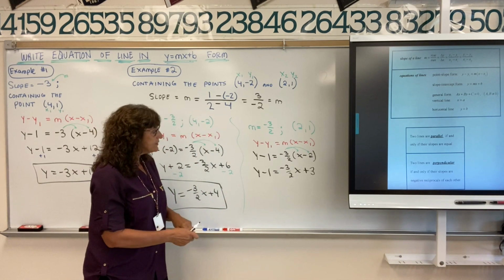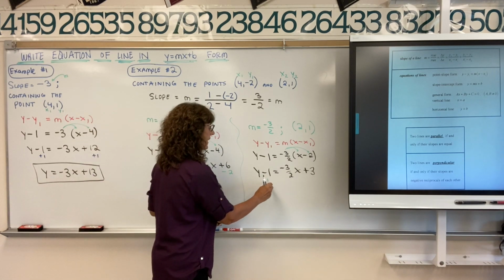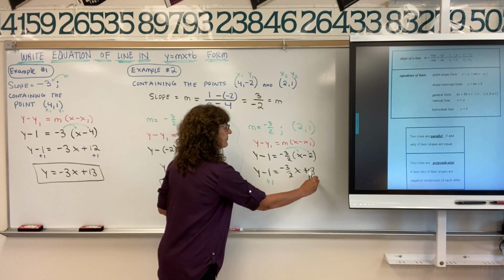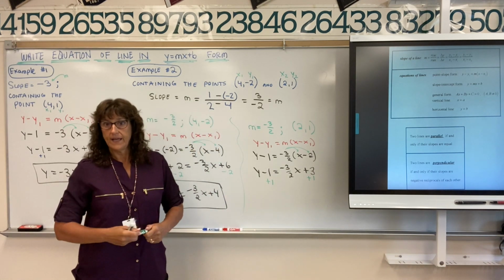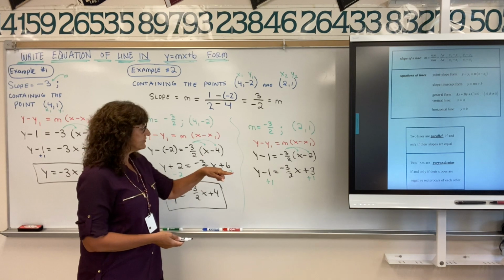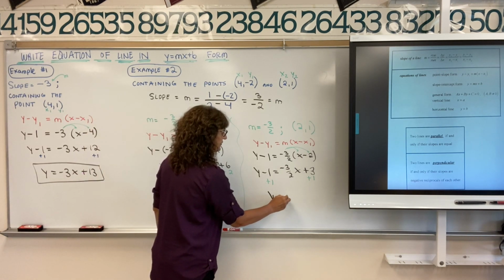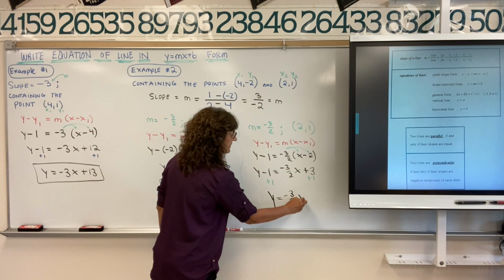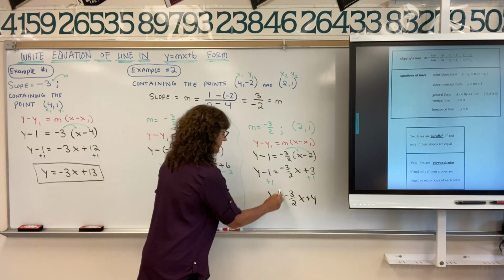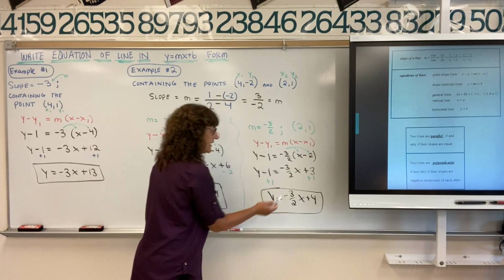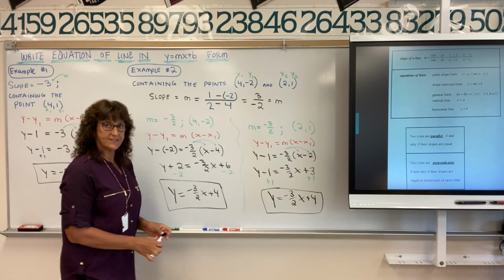And then finally, isolate y. We don't want y minus 1, we just want y. So move that y coordinate to the other side. The ones cancel, y equals negative 3/2 x and a positive 4. So here's your answer, and look, it matches, it's the same thing.